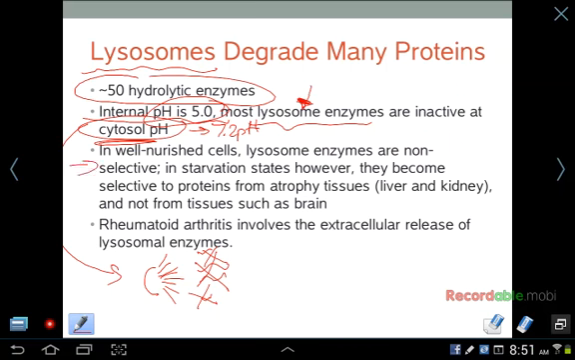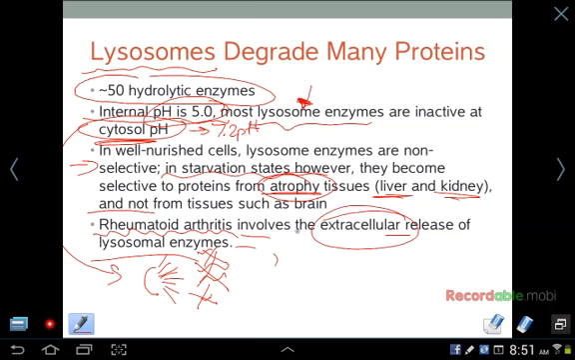Now, in well-nourished cells, the lysosome enzymes are non-selective. However, in starvation states, biochemists have found that they do become selective to proteins released from tissues that respond to starvation through atrophy, such as the liver and kidney, and not proteins from tissues that do not react to atrophy, such as brain. What's also interesting is rheumatoid arthritis involves the extracellular release of lysosomal enzymes that can degrade proteins and cause inflammation. Extracellularly. Okay, so outside of the cell.